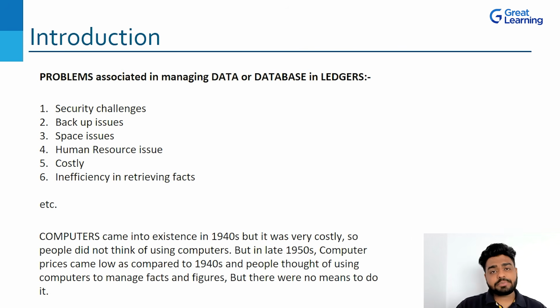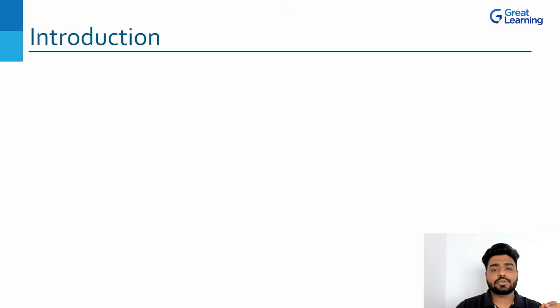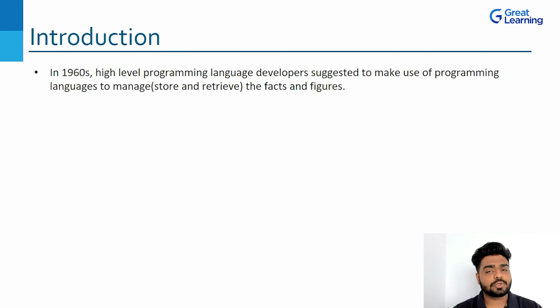So these were all of the issues. Now, the computer came into existence looking into all these problems in 1940, right? But computers were very costly, very heavy, and very, very expensive, right? So people did not think of using computers, but in the late 1950s, computer prices came down compared to 1940, and people thought of using computers to manage facts and figures. But there were no means to do it. Now, what is the meaning of no means to do it? Let's understand pointer by pointer.